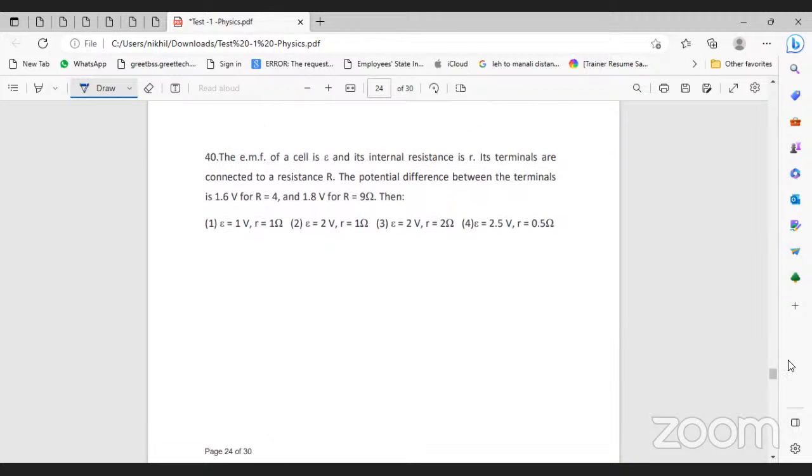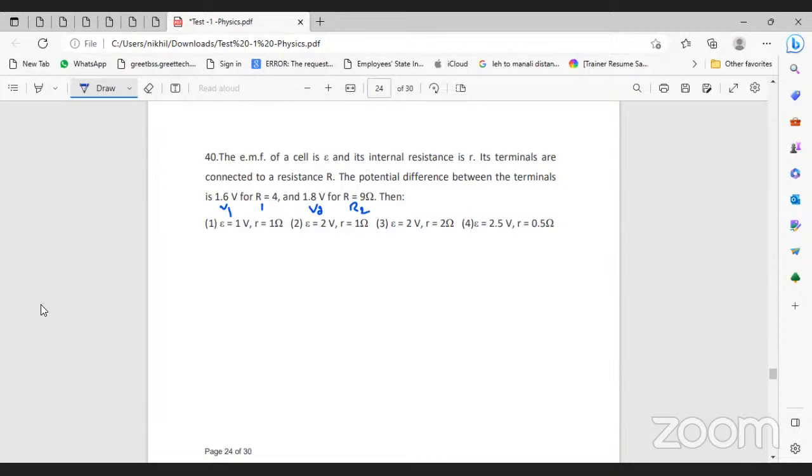Come to this problem. The EMF of the cell E and internal resistance are connected across an external resistor. The potential difference V1 is 1.6 volt for resistance R1 of 4 ohm, and potential V2 is 1.8 volt for resistance R2 of 9 ohm.